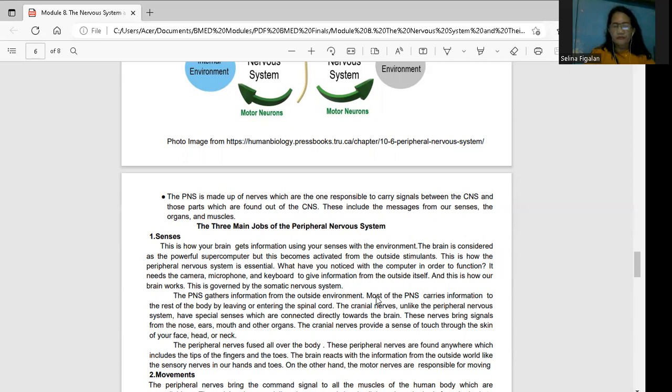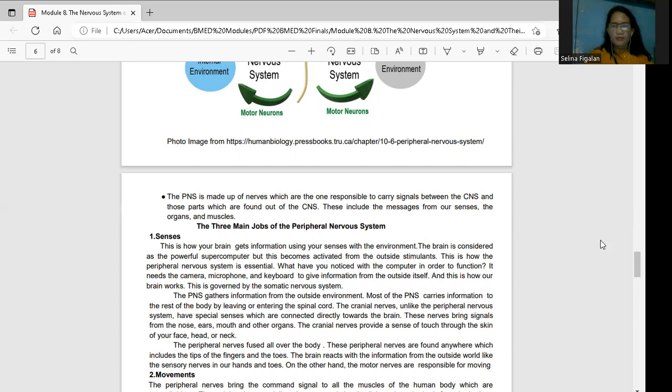So the cranial nerves. So ang cranial nerves are found in the nerves which are found into your brain. So unlike the peripheral nervous system, have special senses. Okay, so directly to the brain. So these nerves bring signals from the nose, ears, mouth, and other organs. So the peripheral nervous system, they are fused or joined together to form all over the body.